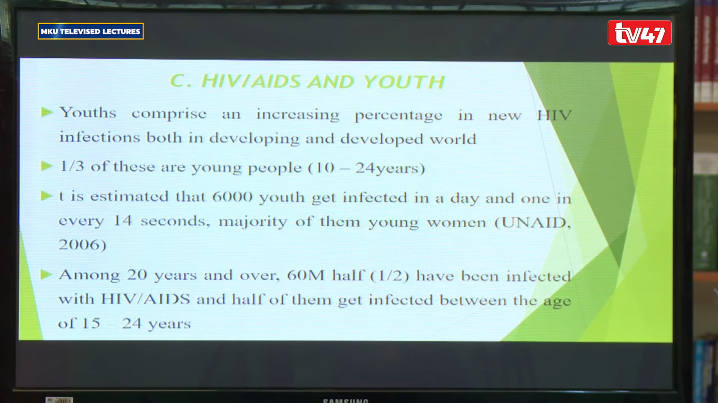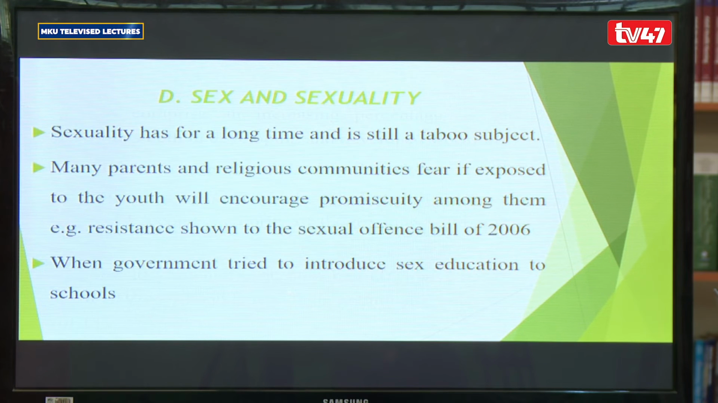Among those 20 years and over, 60 million have been infected with HIV and AIDS, and half of them got infected between the ages of 15 to 24. So when you look at 15 to 24, we are talking about the youth age. When you talk about 10 to 24, it is within that age bracket.